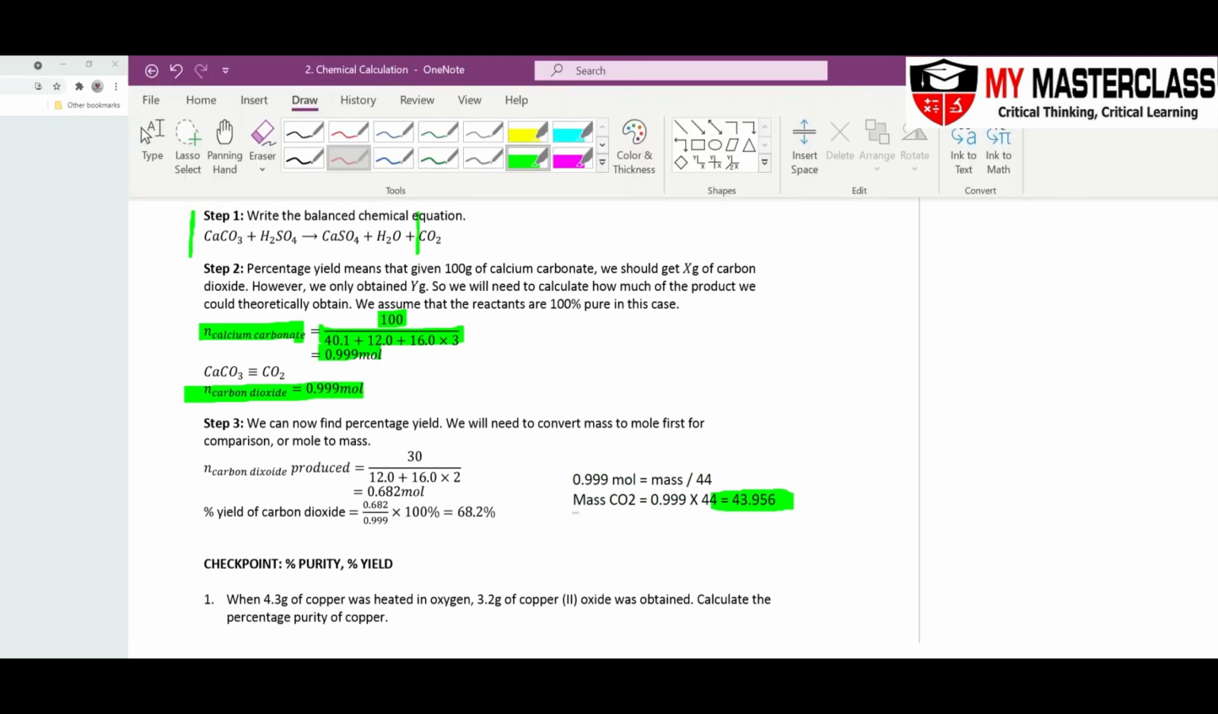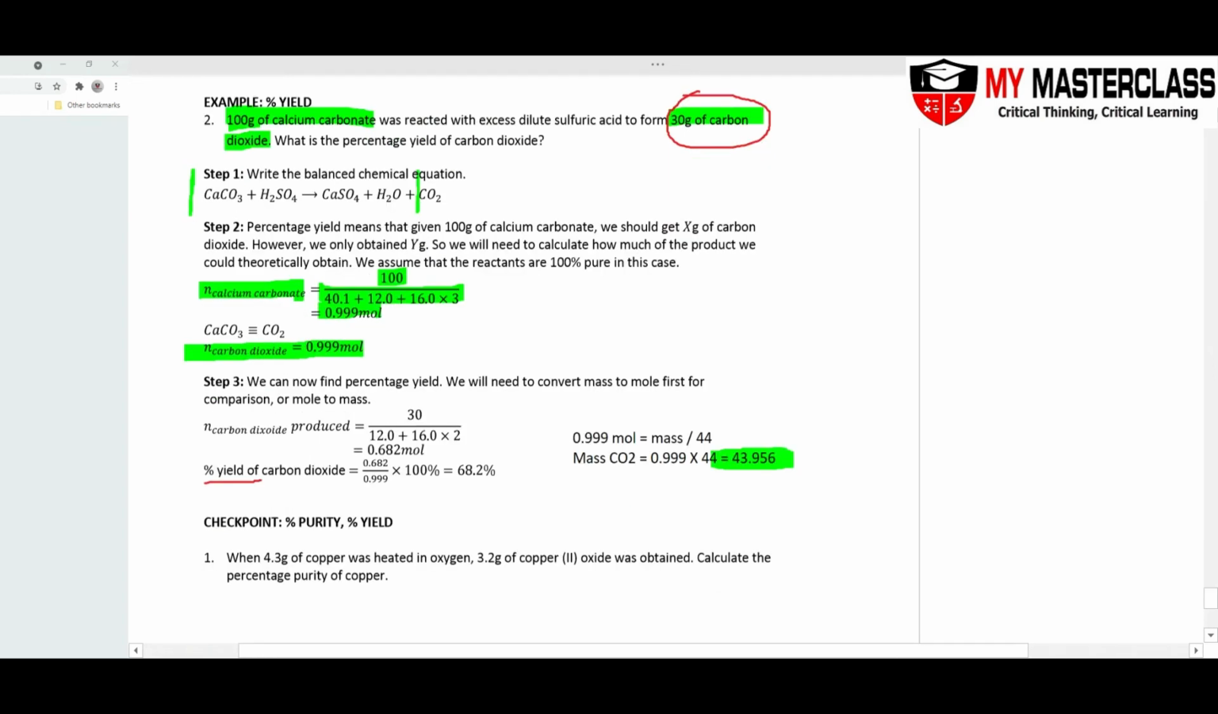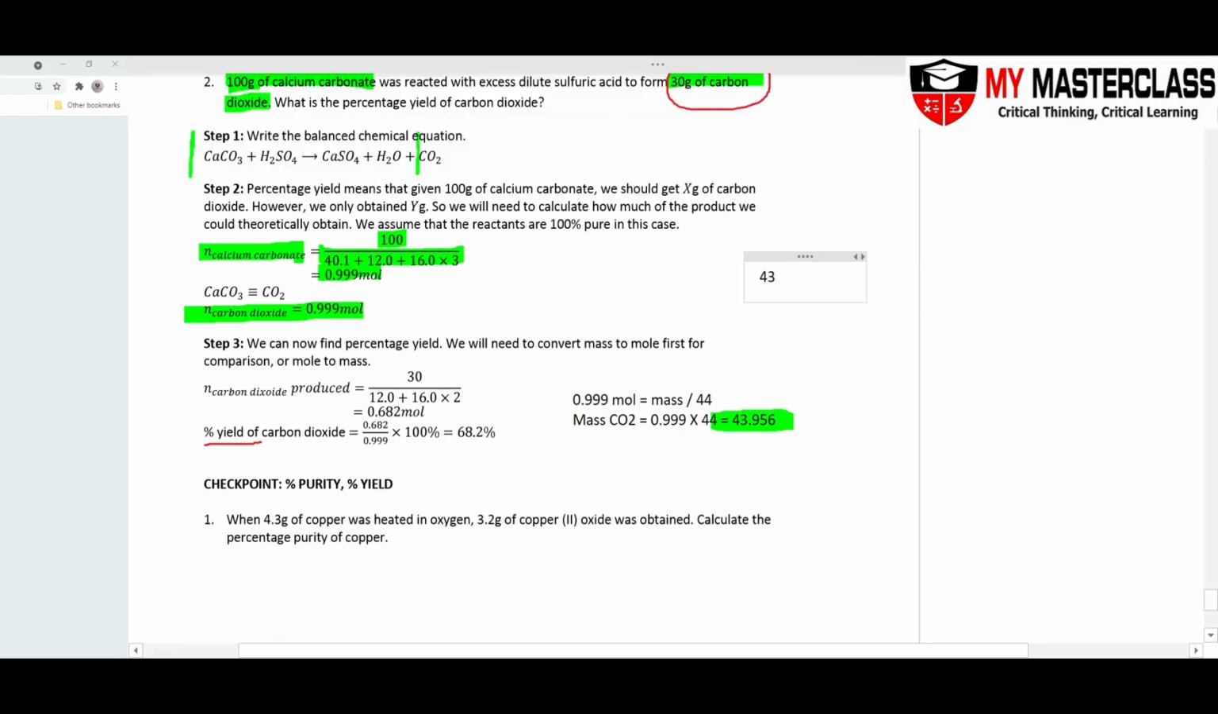But instead, it only produced 30 grams, because in the lab, when I actually do it, there will be losses. So find the percentage yield. What do I do? Take 30 grams divided by 43.956 times 100. You get 68.3%, that's your percentage yield. In this example, we are using the mass to count.